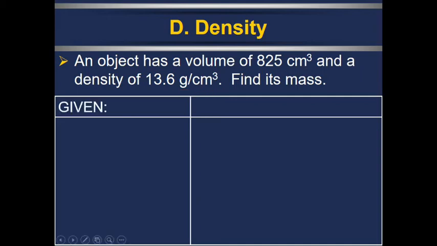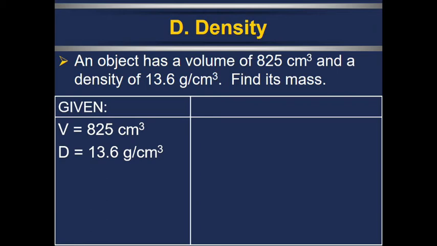So first off, I want you to write down your given information. So again, volume is 825 centimeters cubed. Density is 13.6 grams per centimeter cubed, and we are looking for mass. Again, lowercase m for the mass here. And we're going to set up our problem.